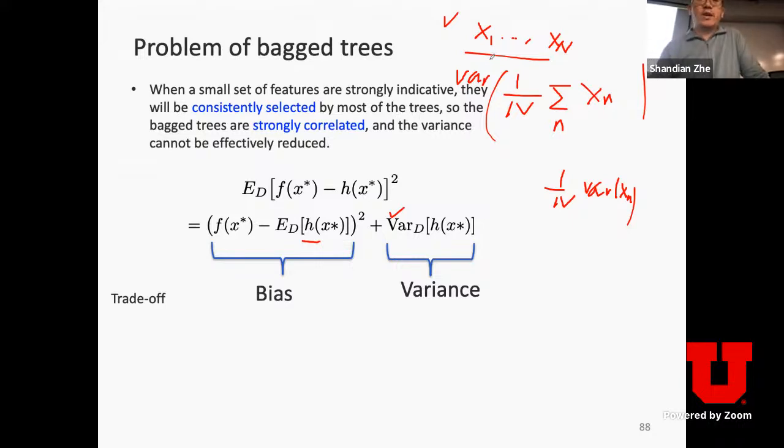If those random variables x1 to xn are highly dependent on each other, take an extreme case, suppose those trees are exactly the same. x1 and xn are actually the same variable.